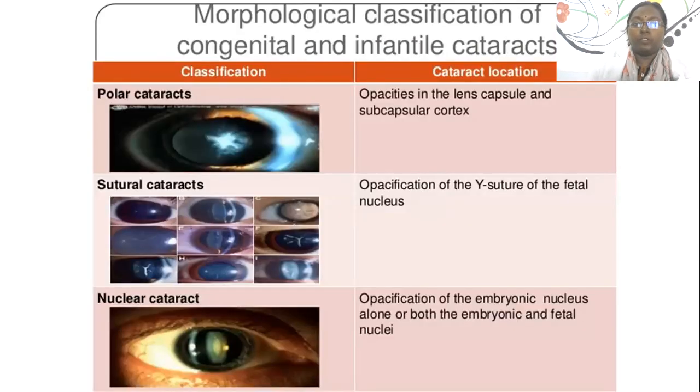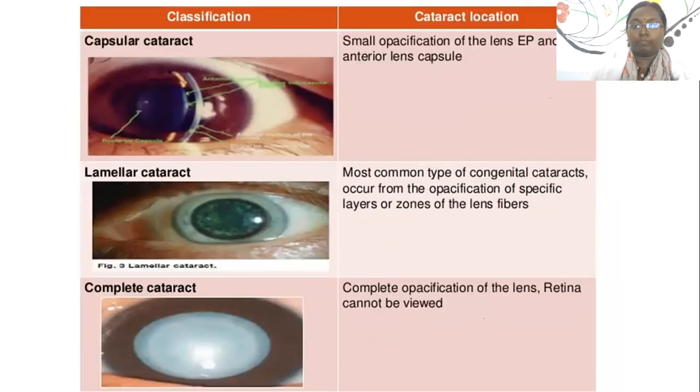Other types of cataract include polar cataract, sutural cataract, nuclear cataract. In polar cataract, the opacity is present in the lens capsule and subcapsular cortex. Sutural cataract: there is opacification of the white suture of the fetal nucleus. Nuclear cataract: the embryonic nucleus and the fetal nucleus opacify. Capsular cataract: small opacification of the anterior lens capsule.